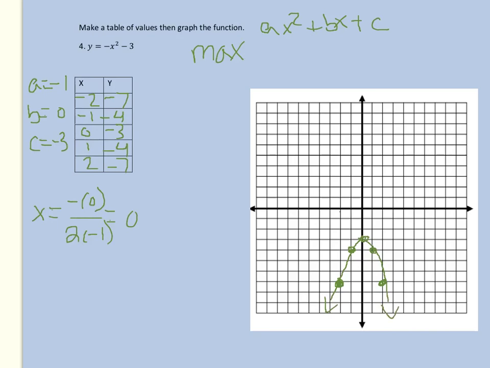Alright, guys. So that is a quadratic function. The shape of the graph, these are all called a parabola. Okay?